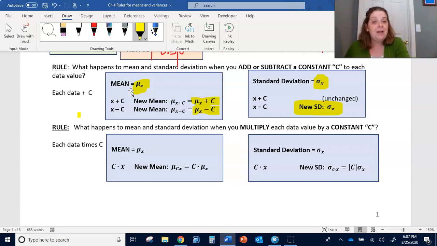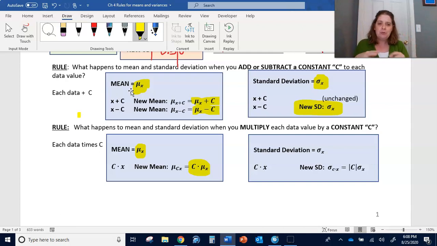Now, if you multiply each data value by some constant, the mean also multiplies itself by that constant. So if you double all of your numbers, your mean will double. If you triple all your numbers, your mean will triple. If you multiply all your numbers by -1/17, your mean will get multiplied by -1/17. Whatever happens to the data also happens to the mean.